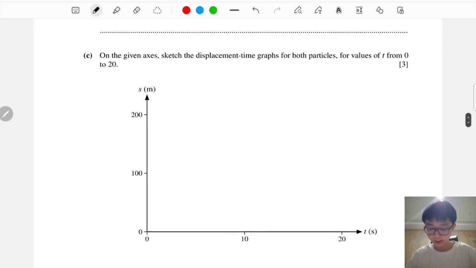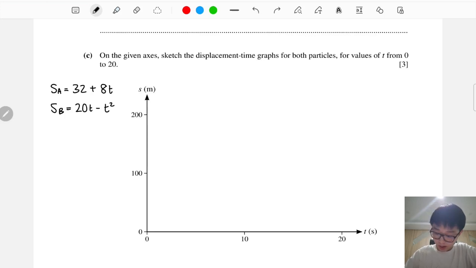Now on to part C. On the given axes, sketch the displacement-time graphs for both particles for values of t from 0 to 20. Okay, so from the expressions obtained in part A, we have S_A equal to 32 plus 8t, and S_B equal to 20t minus t squared. So we can recognize that S_A is a linear equation, while S_B is a quadratic.